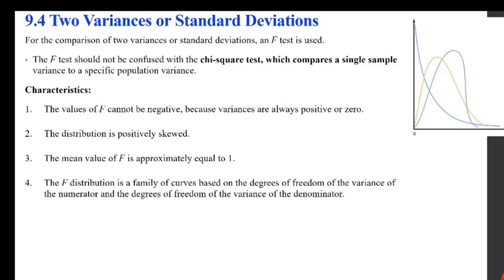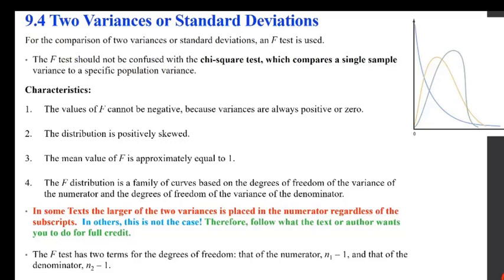The distribution is positively skewed, the mean is approximately 1, and it's a family of distributions based on the degrees of freedom of the variance of the numerator and the degrees of freedom of the variance of the denominator. So for what we have learned so far, there was one degrees of freedom. Now we have two of them, one for the top, one for the bottom. It's known as degrees of freedom df1 for the numerator, df2 for the denominator.